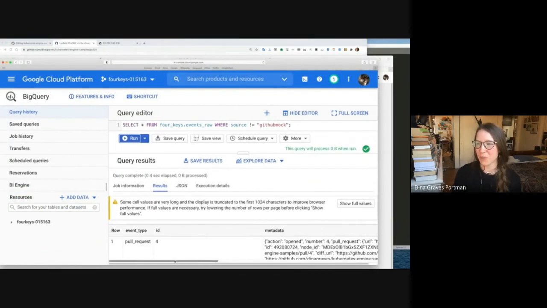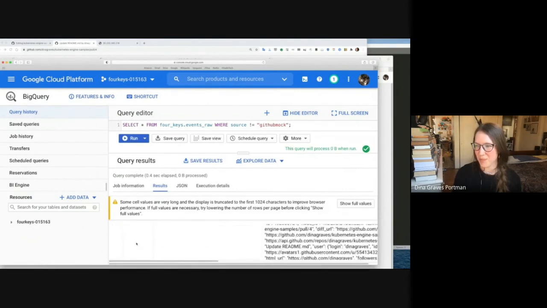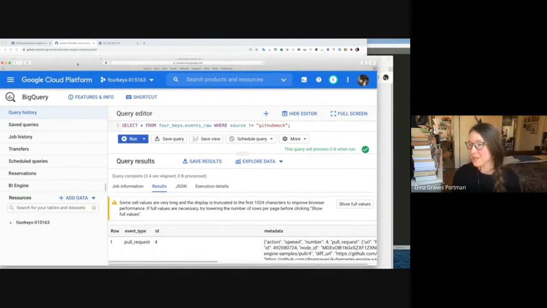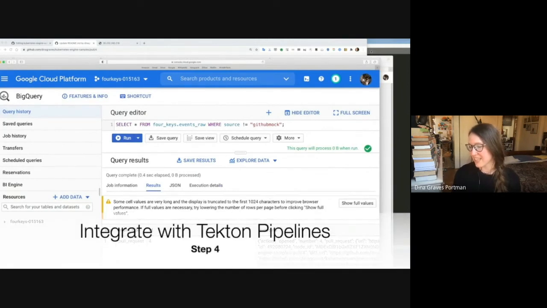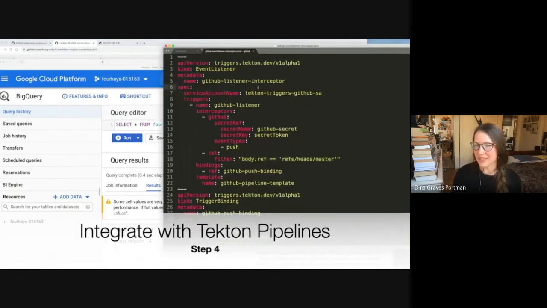We have a pull request. Excellent. And we have a push event. We have all the data. You can see in the metadata right there, that's JSON. And that is just everything that GitHub is sending us, which is great.